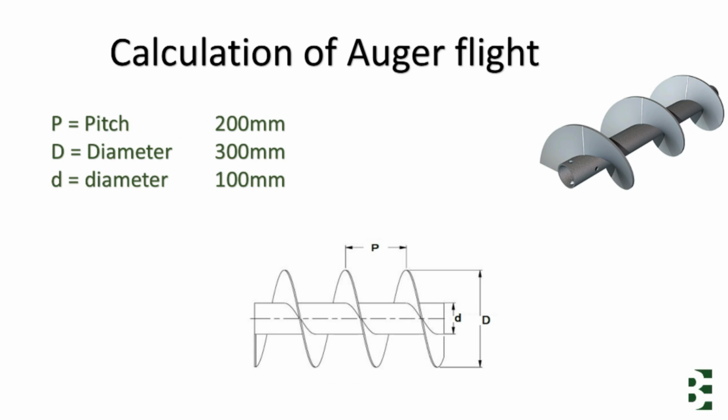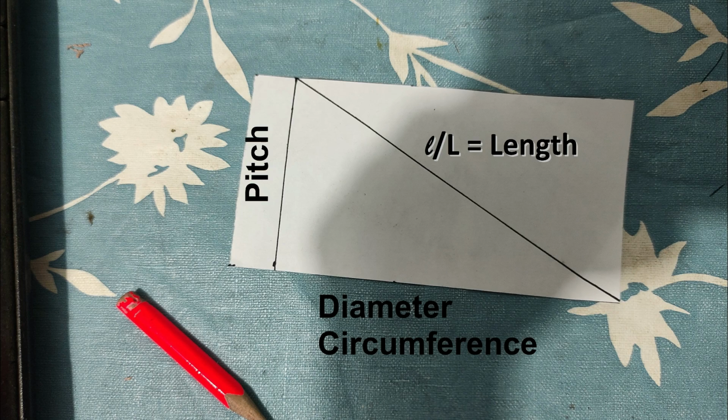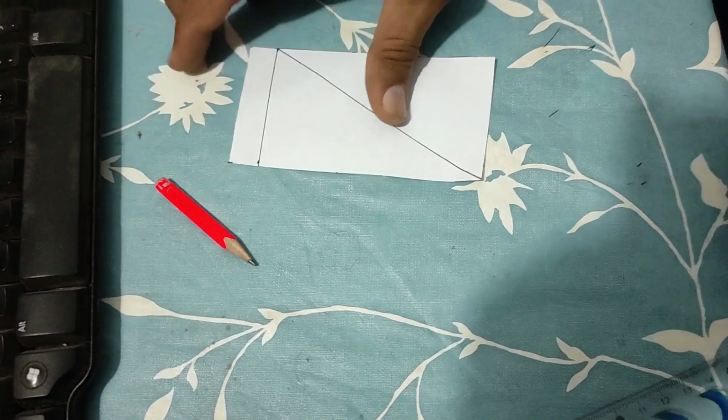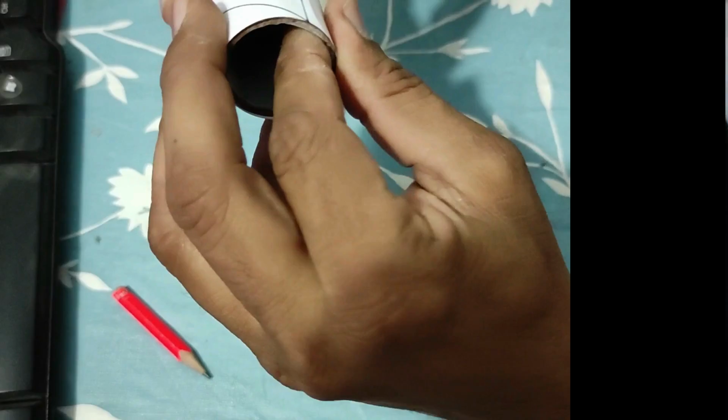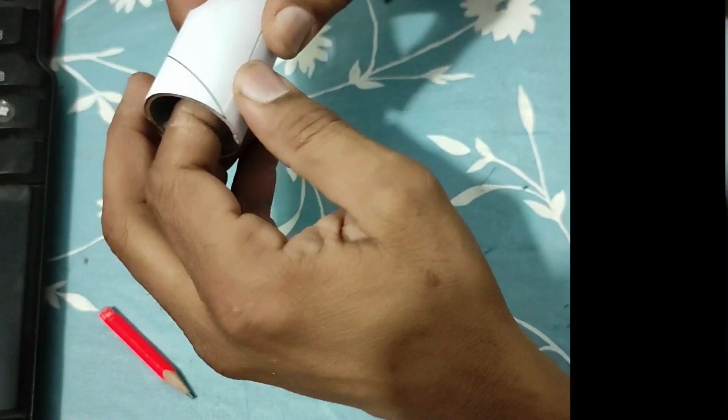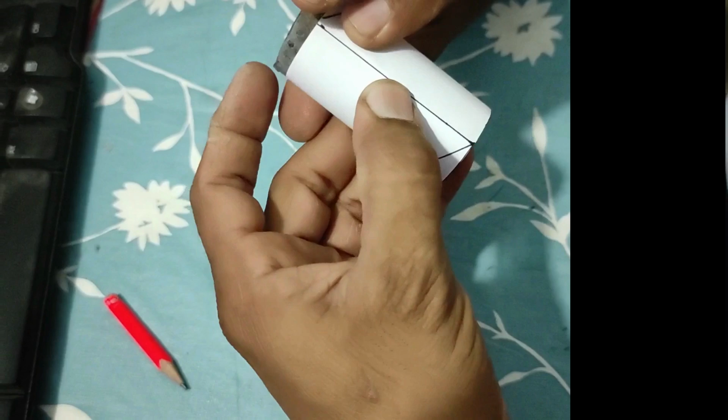You can see, for the demo I made this from the paper. If I fold on a pipe, now you can see what this actually is. The small diameter, and this is the pitch, and this is the shape we overlap on the pipe.